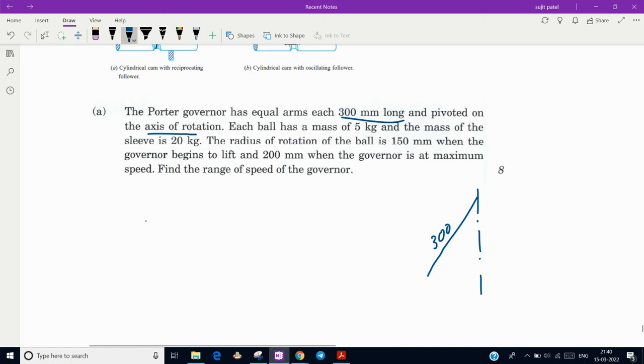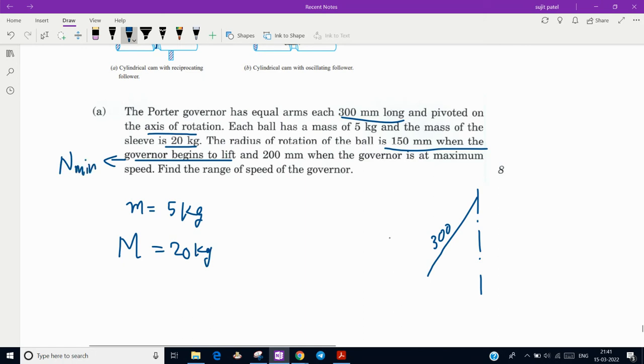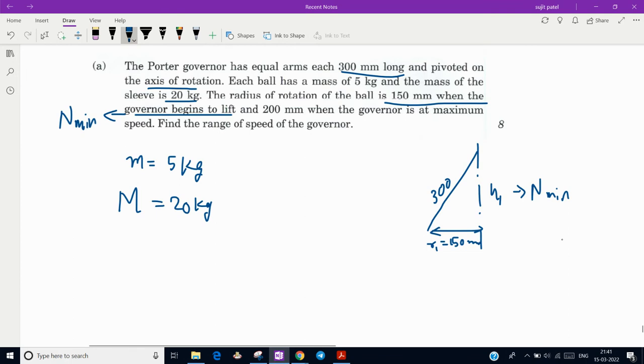The mass of each ball is 5 kg, that means small m is 5 kg, and the mass of the sleeve is 20 kg, that means capital M. The radius of rotation of the ball is 150 when the governor begins to lift. Here, when the governor begins to lift, that means at minimum speed, rpm will be minimum. So here r1 is 150, the radius of rotation of the ball. The corresponding height h1 will be for minimum rpm n. And the radius of rotation is 200 when the governor is at maximum speed.